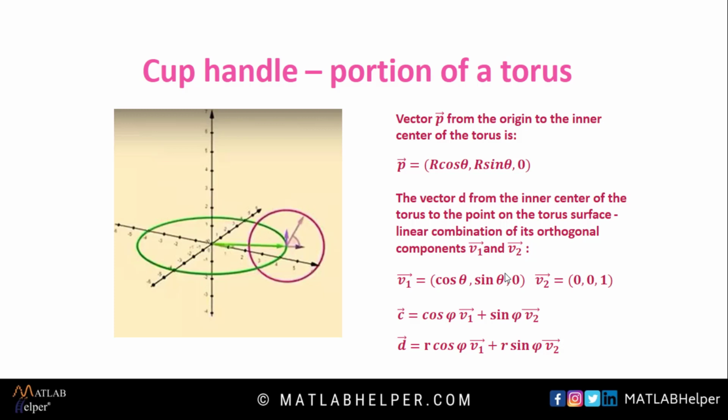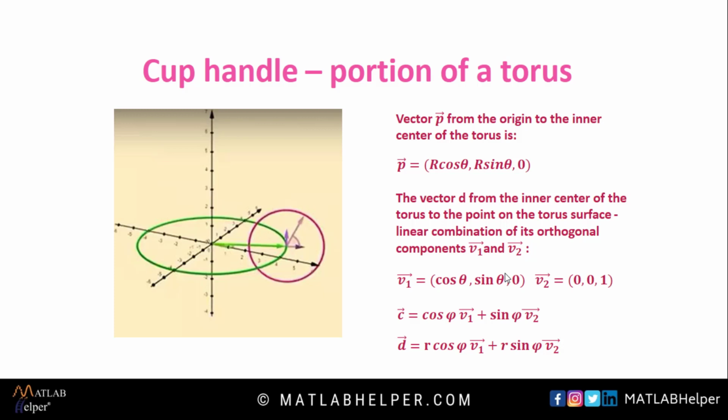We can think of a circle that goes through the middle of the torus and lies on the xy plane. We can think of another circle that wraps around the torus and goes around the first circle. The second circle lies in the xz plane and rotates around the z-axis. Consider the unit vectors v1 and v2 perpendicular to each other and extend out from vector p. The vector d from the inner center of the torus to a point on the torus surface is given by the linear combination of orthogonal components v1 and v2.